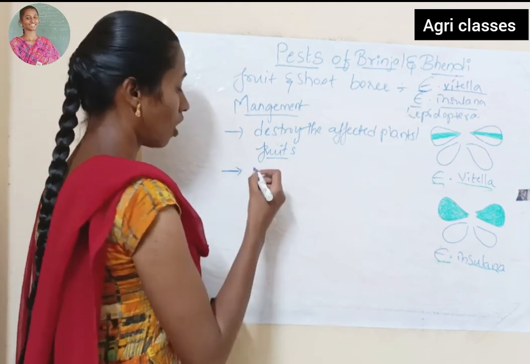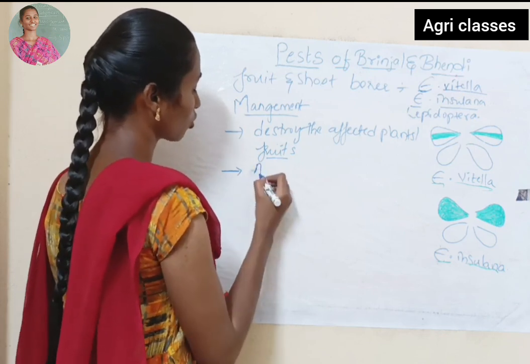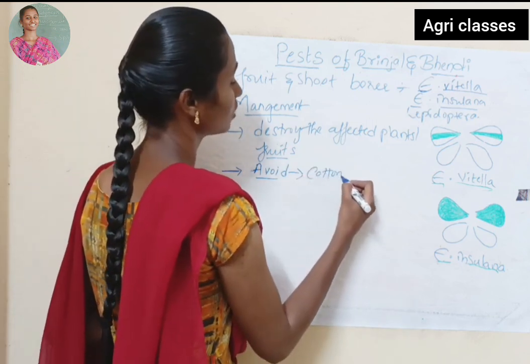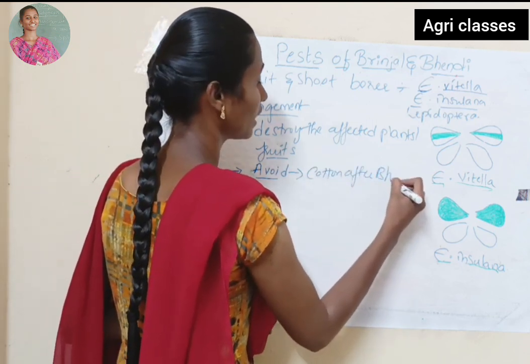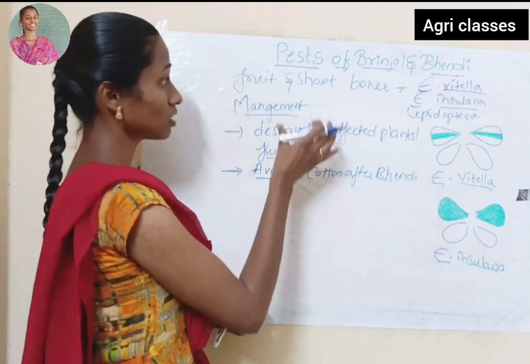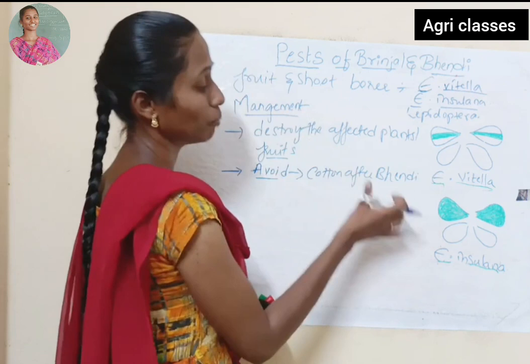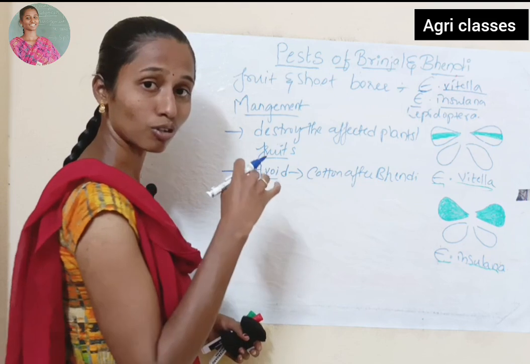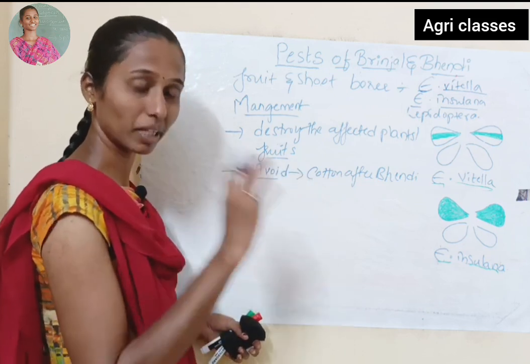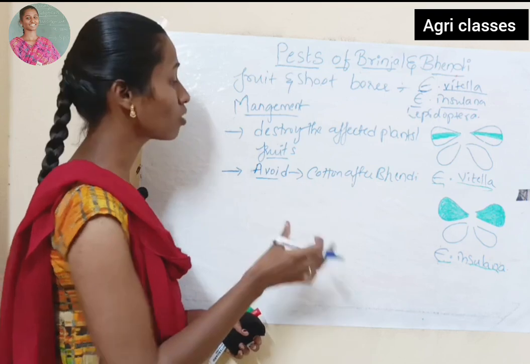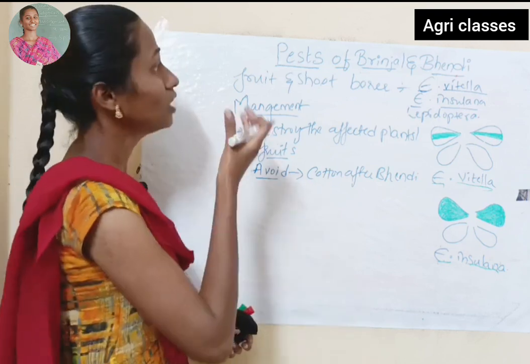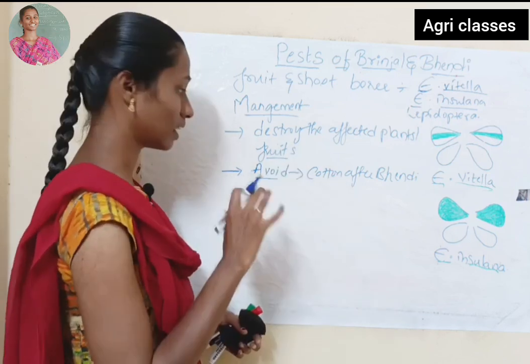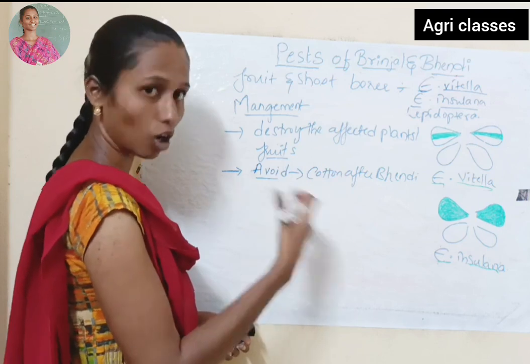Then avoid monocropping, or avoid growing cotton after bhendi or bhendi after cotton, because this is a common pest for cotton and bhendi. That's why we should not rotate the crop with cotton or bhendi, and we should not leave any cotton plants around the bhendi field or any bhendi fields around the cotton field, because it acts as an alternate host for Earias vitella or Earias insulana. So that's why we should not grow cotton after bhendi or bhendi after cotton, because it serves as an alternate host.